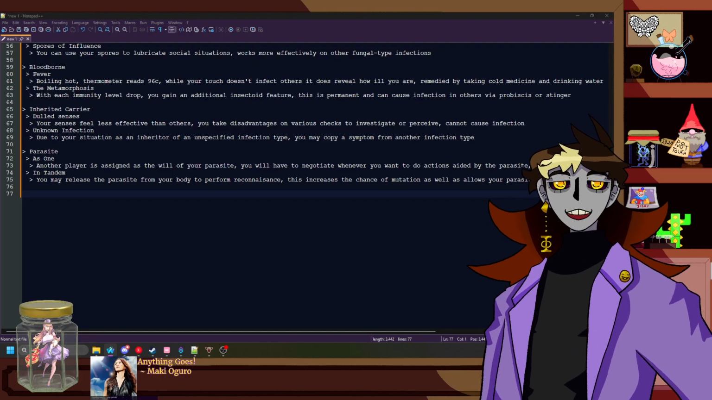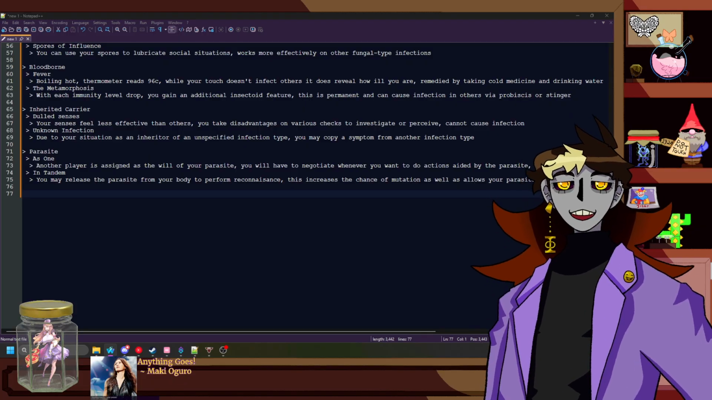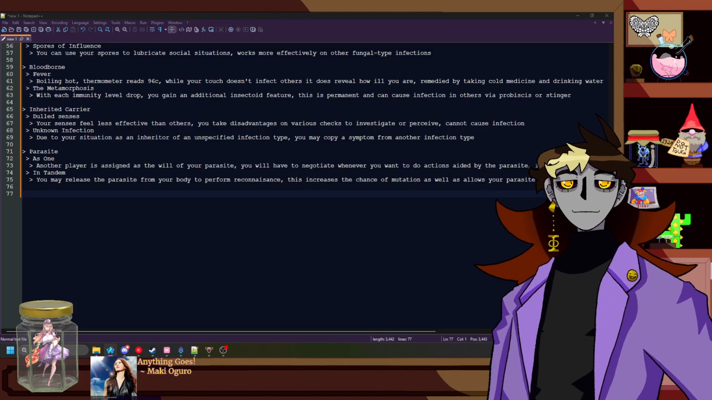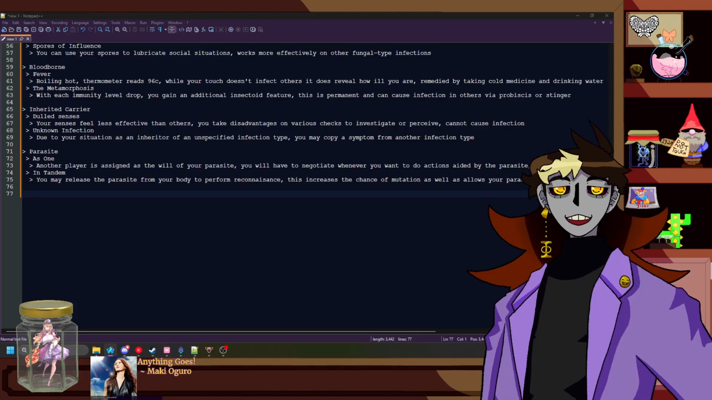Of course, increasing the chance of a mutation just means that occasionally they might, you know, gain a new power, lose a power, something like that.